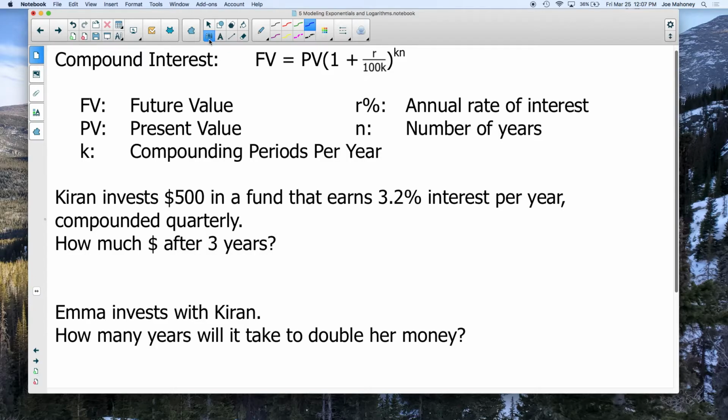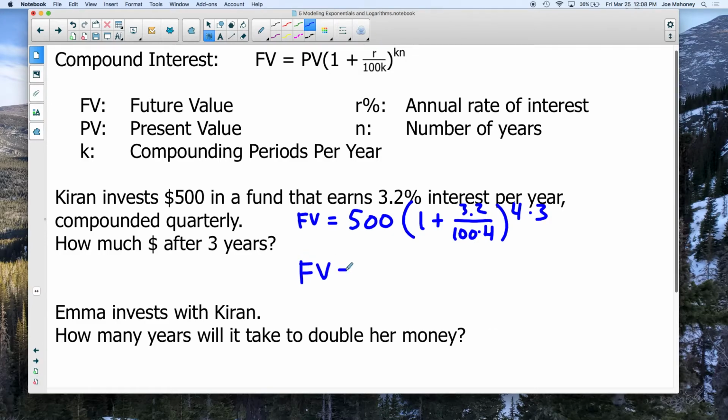So let's see. If we plug in our values, we're looking for the future value. So we're going to say FV equals. The present value of the money is $500. 1 plus 3.2% interest over 100 times 4, because it's compounded quarterly, which is 4 times a year. And we're going to do that for 3 years. So this is an expression that can go right into our calculator.